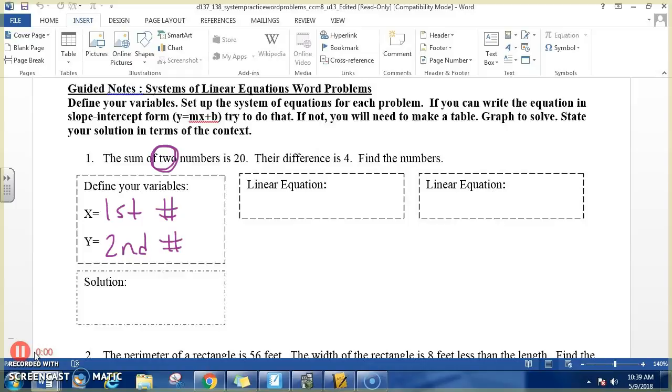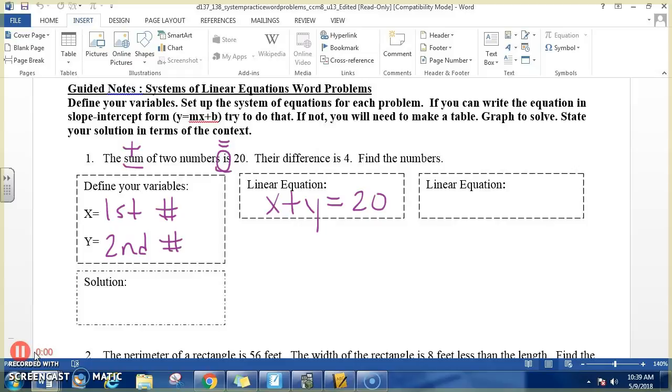Okay, so the first linear equation is going to be coming from our first sentence. It says the sum, and remember that the sum means to add, of two numbers. Well, our two numbers are represented by x and y, so we're going to say x plus y is equal to, and is means equal, so go ahead and put that on your paper, 20. All right, it's as simple as that. We're done with sentence 1, equation 1. So let's move on to sentence 2, which is going to be equation 2.